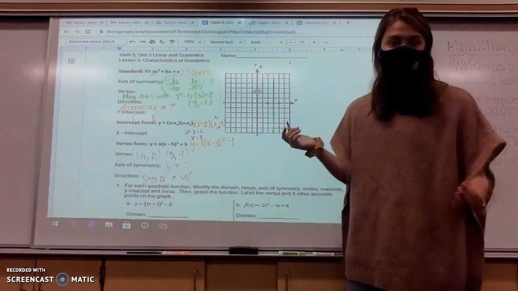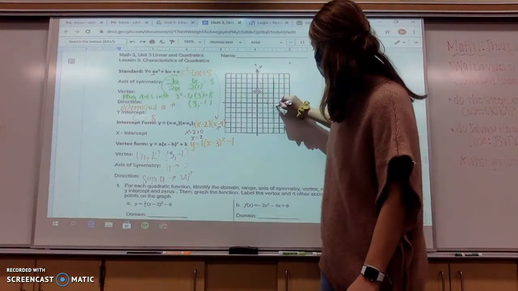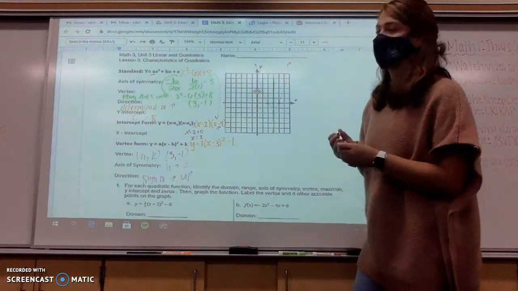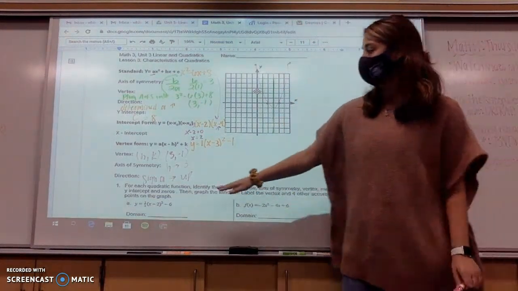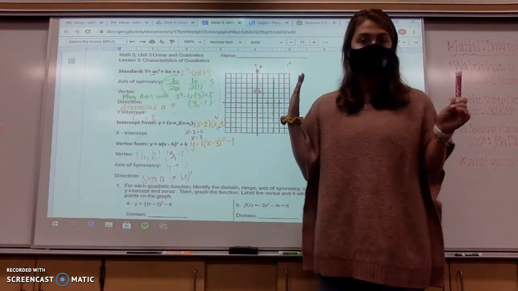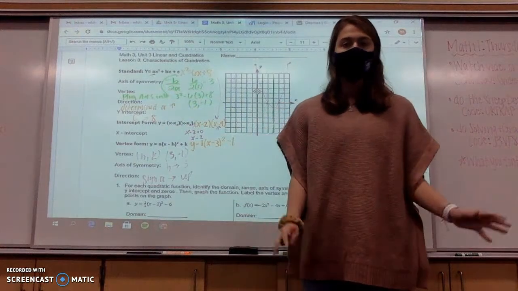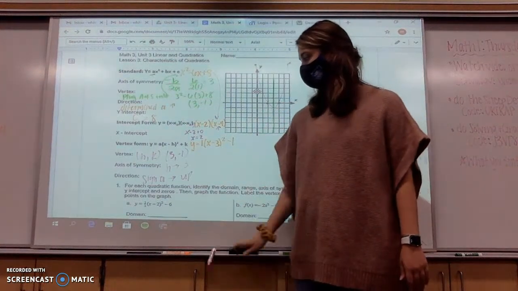So now all I need to do is graph my points. I'm just going to come here and connect my points. I'm able to graph. So using this information, we can graph any quadratic if we have it in standard form, intercept form, or vertex form. It's easy peasy like that. Okay.